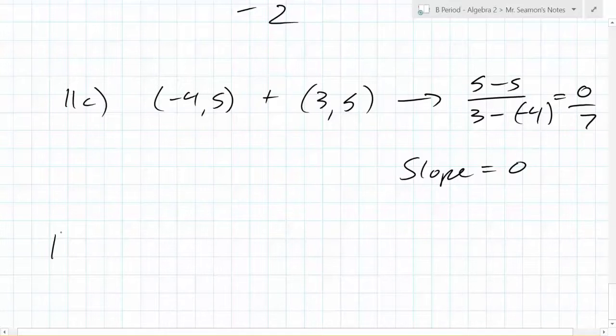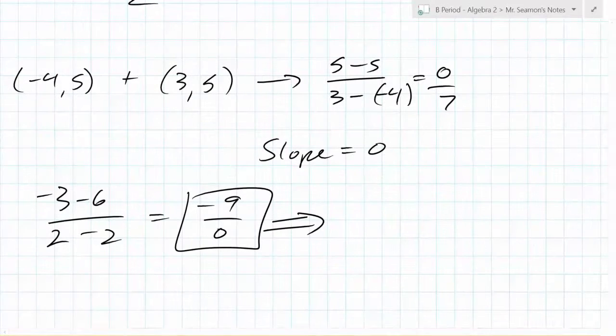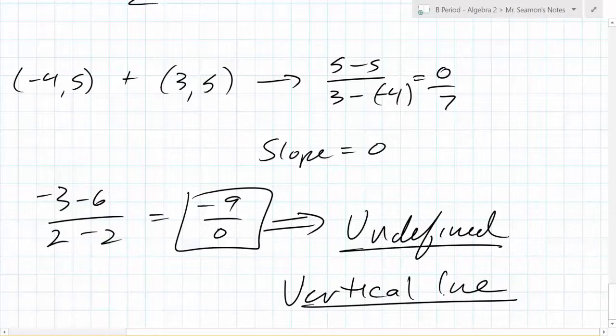The other one, though, you end up with negative 3 minus 6 over 2 minus 2. You end up with negative 9 over 0. What do you say about the slope if this happens? Anybody know? Undefined. What kind of line is this? This is a vertical line. Vertical lines are said to have a slope that is undefined. Undefined.